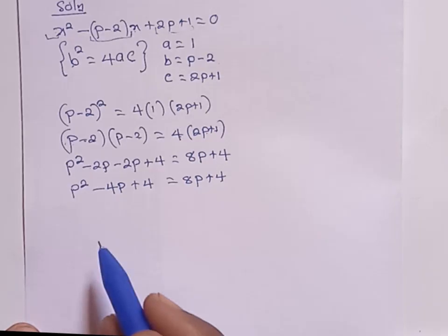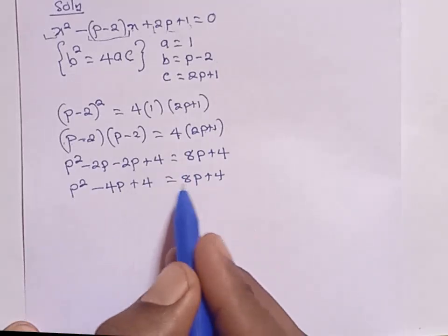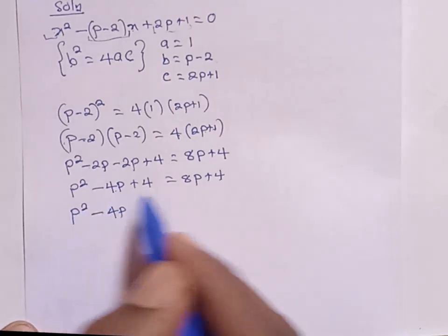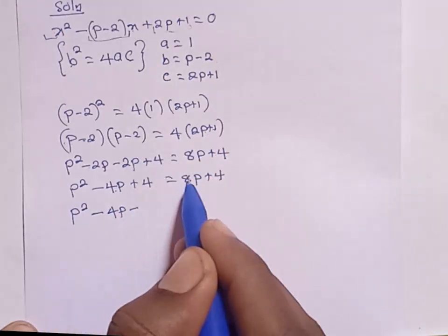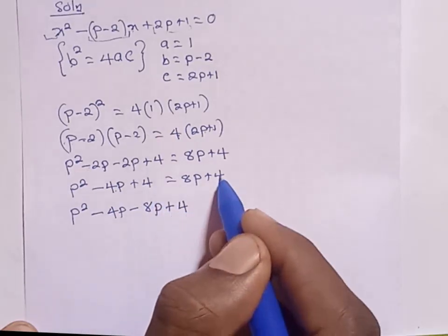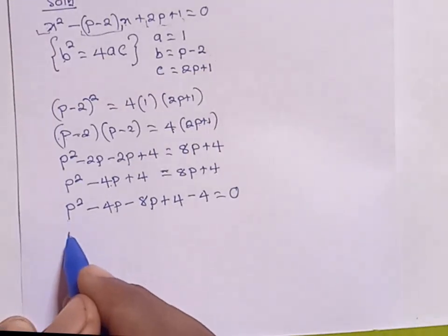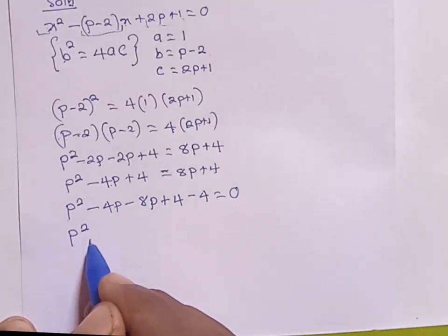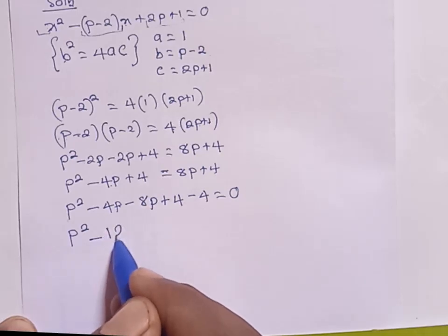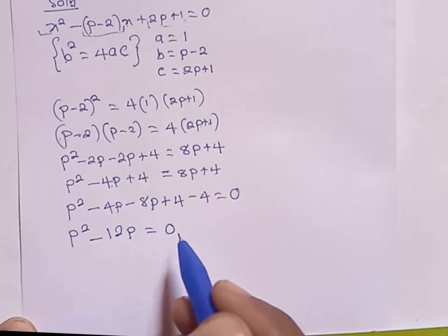Now, collecting like terms, let's bring all of them to one side because it's a quadratic equation. We have p squared minus 4p, and minus 8p. We have plus 4 on the left, and when we bring the other plus 4 across, it will be minus 4, equals 0. So we have p squared minus 4p minus 8p, that's minus 12p. Plus 4 minus 4, 0. So we have p squared minus 12p equals 0.